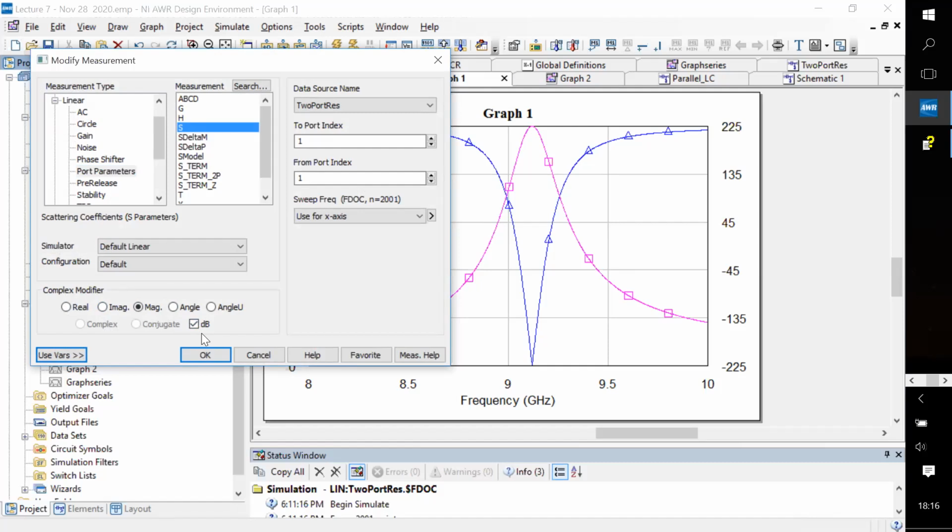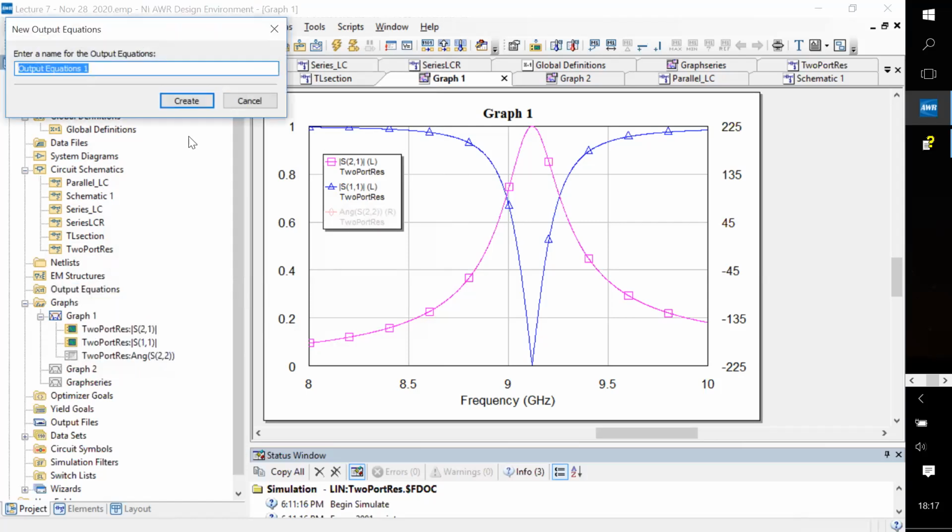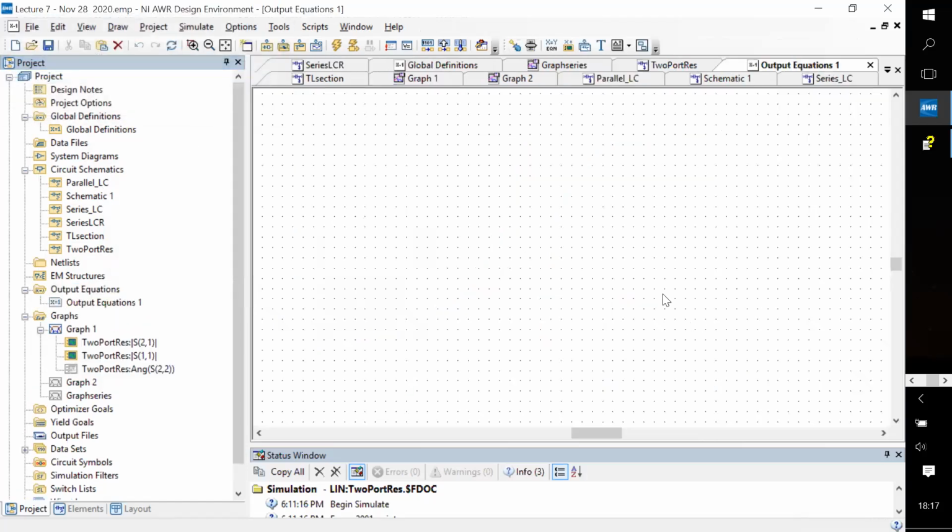So I was going to show you one other feature of Microwave Office, of actually computing quantities. In fact, it'll take 5 minutes. Let's do that. There is this section called output equations in the project. So right here, you right click and you say new output equations. That gives you another window. Essentially, you can define a variable which contains the result of one of these measurements you have just carried out. You know, these measurements which are listed in the graph.